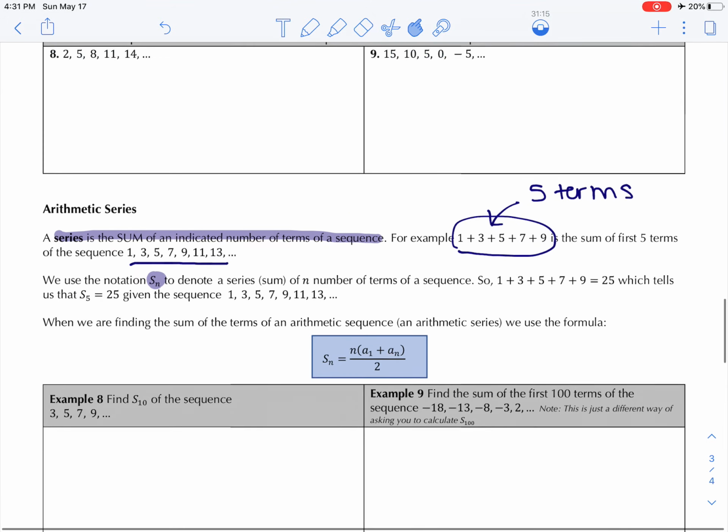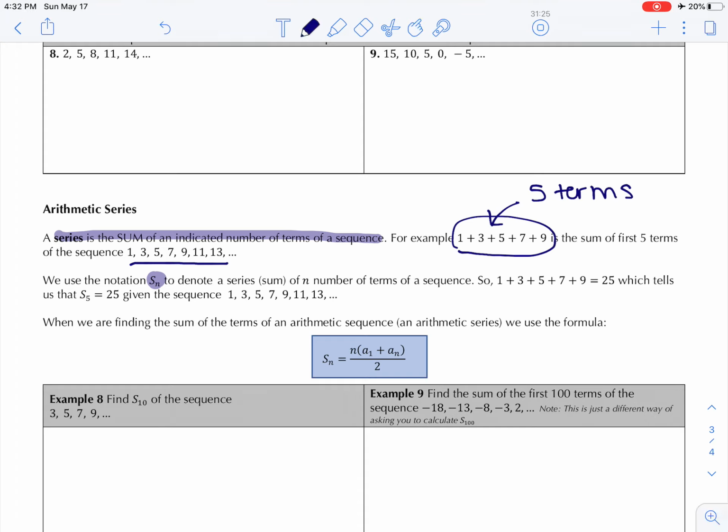So for example, when I looked above at the 1 plus 3 plus 5 plus 7 plus 9, I can see that that is 25. Since I took 5 terms, so the number of terms here is 5, that tells me that I'm calculating S sub 5. Okay, so instead of S sub n, I'm calculating S sub 5 because I'm looking at the sum of 5 terms. So S sub 5 given that sequence is equal to 25.